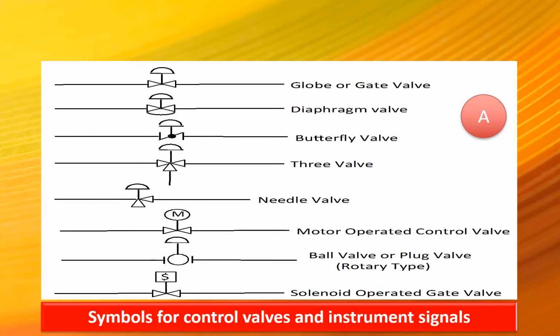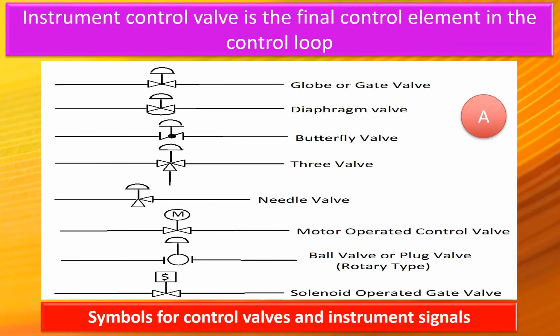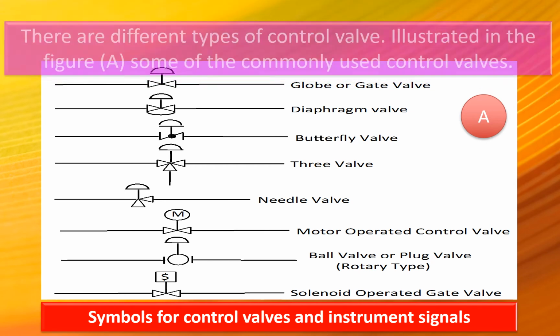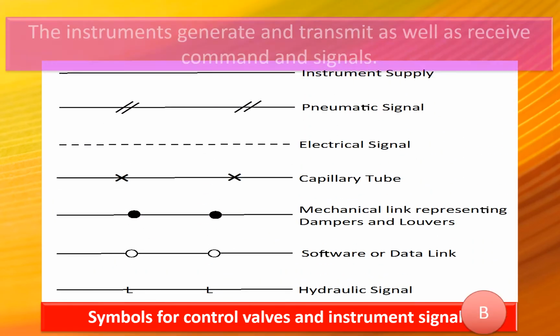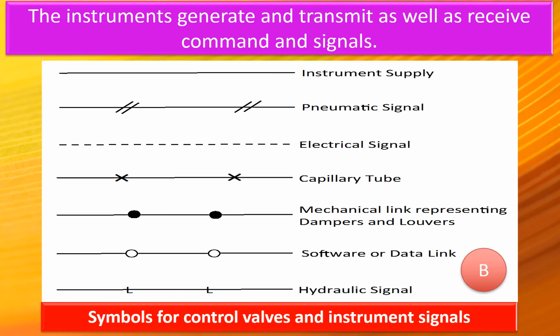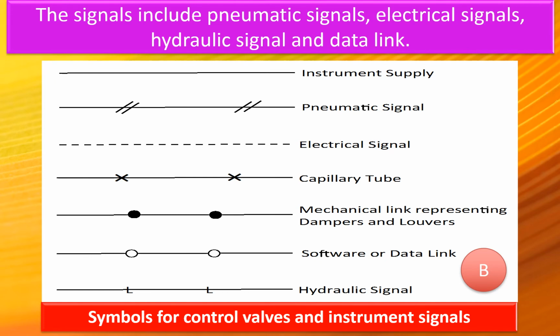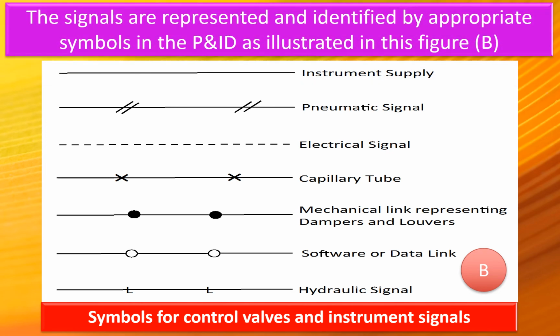Instrument control valve is the final control element in the control loop. There are different types of control valves. Illustrated in this figure A are some of the commonly used control valves. The instrument generates and transmits as well as receives command and signals. The signals include pneumatic signals, electrical signals, hydraulic signal, and data link. The signals are represented and identified by appropriate symbols in the P&ID, as illustrated in the figure B.